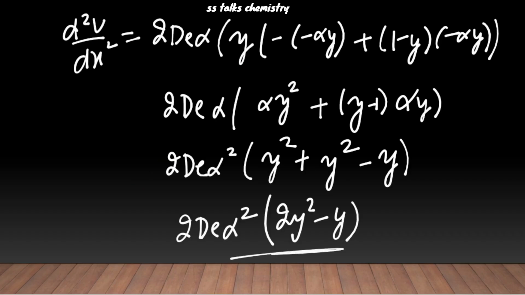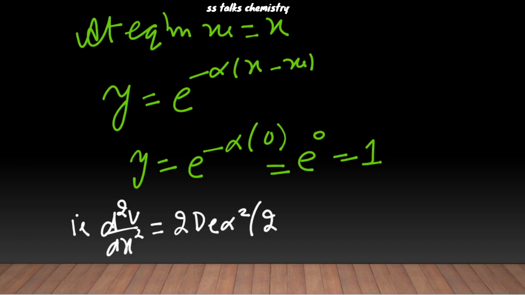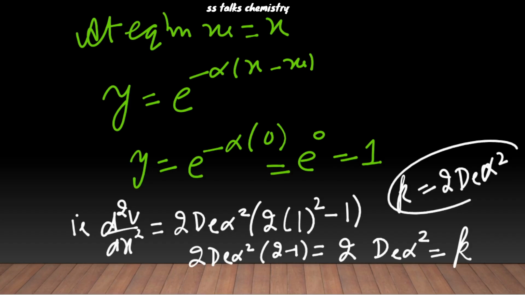So that means d square V by dx square is going to be 2 De alpha square into 2 times 1 square minus 1. So 2 minus 1, that is 1 only. So 2 De alpha square, 2 minus 1, which is equal to 2 times De alpha square. This is the value of the force constant that you are getting. So the k value is 2 De alpha square.